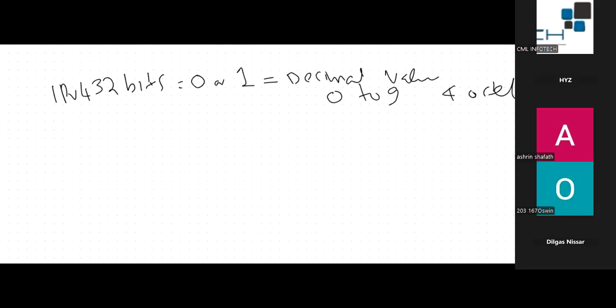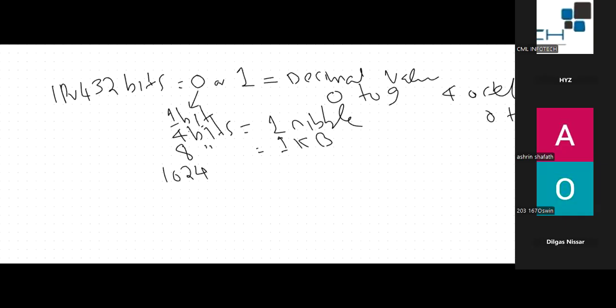An octet is 0 to 7, which means 8 numbers. And each bit is either 0 or 1. When you have 4 bits, we call it 1 nibble. And when you have 8 bits, we call it 1 byte. Then everything goes in the form of 1024.